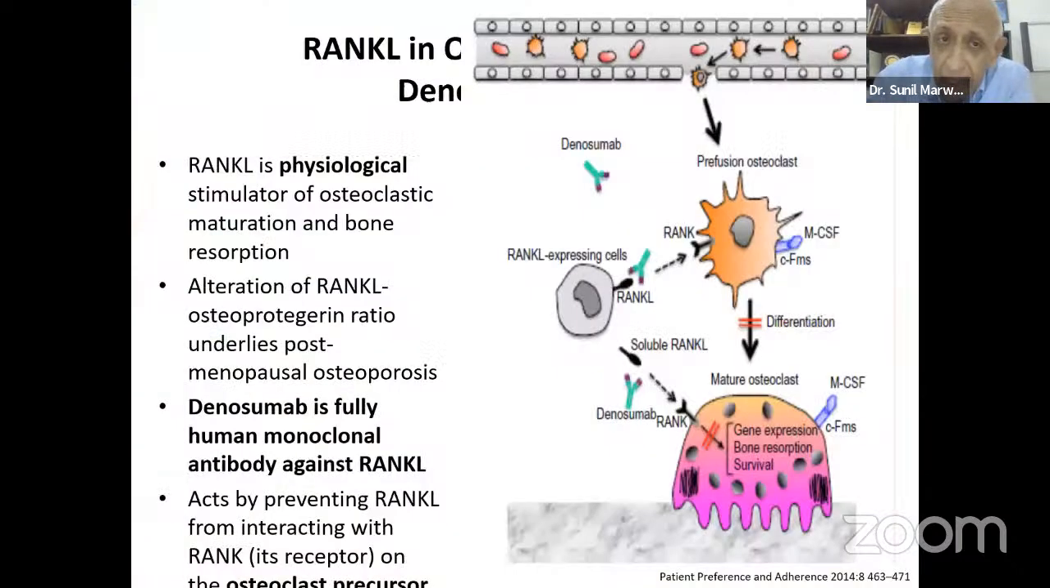Coming to denosumab, RANKL is a physiological stimulator of osteoclastic maturation and bone resorption, that one molecule. Alteration of the RANKL-osteoprotegerin ratio underlies most postmenopausal osteoporosis changes. Denosumab is a fully human monoclonal antibody against RANKL. So when it intercepts RANKL, the osteoporosis cannot go forward. It stops RANKL from reaching where it can cause damage in the bone further.